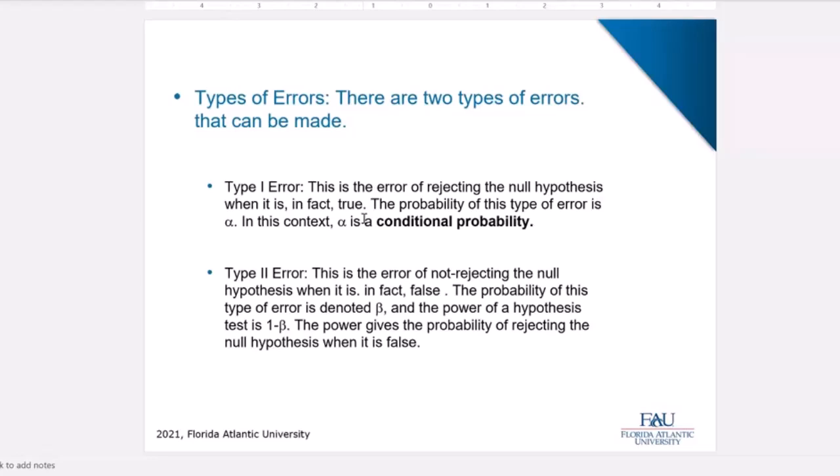Then we have a type 2 error. This is the error of not rejecting the null hypothesis when in fact it is false. I should reject the null hypothesis and I should use the alternate hypothesis, but I don't. I say there's not enough evidence when there is. The probability of this type of error is denoted beta. The power of a hypothesis test is 1 minus beta. The power gives the probability of rejecting the null hypothesis when it is false.